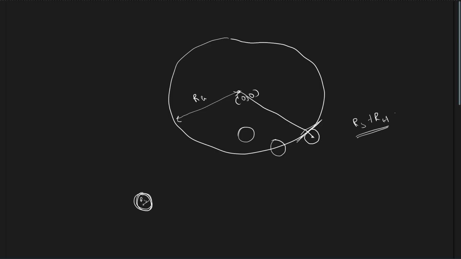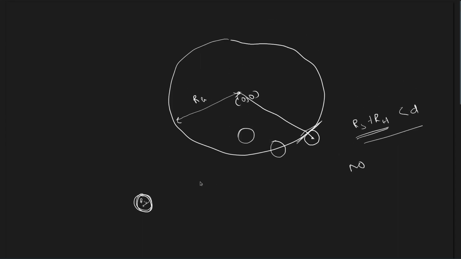If the disk is at any distance greater than this particular distance, then the answer would be no, the disk is not inside the house, right? So this is the first part of the question.